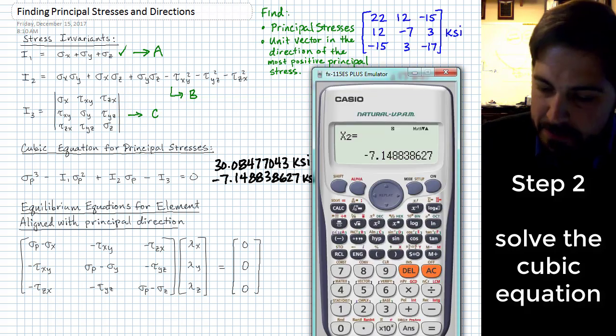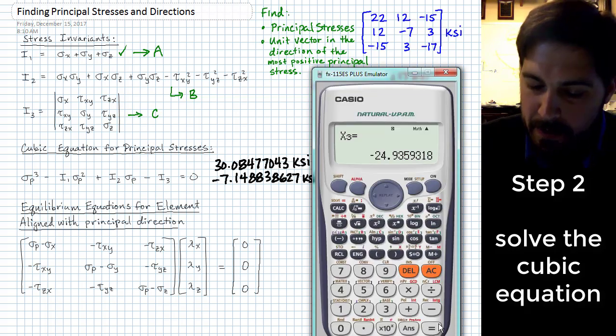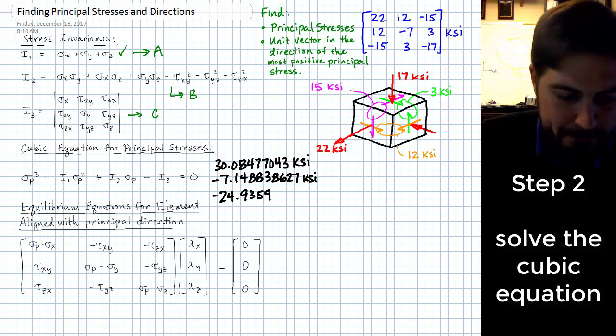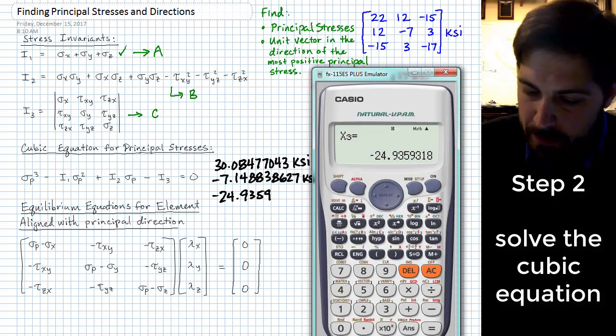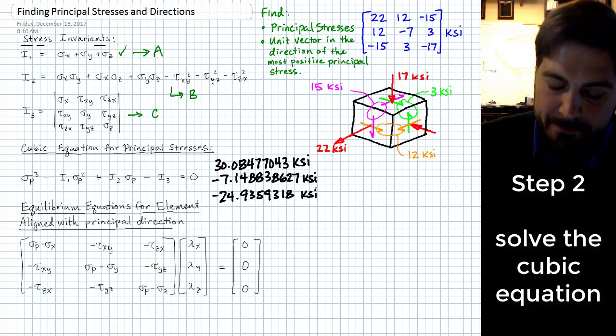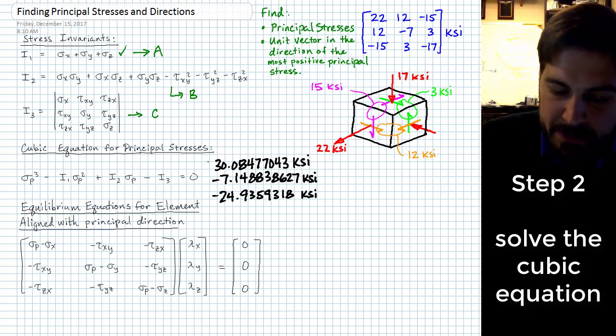And then lastly, we will have negative 24.9359318. That's also in KSI.